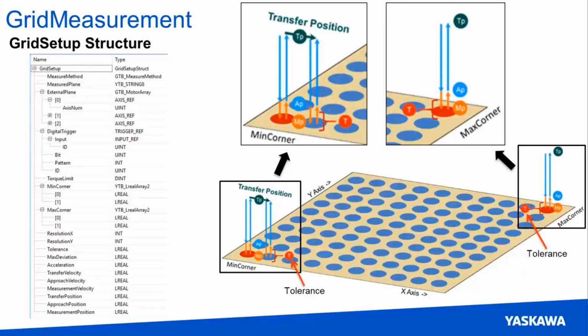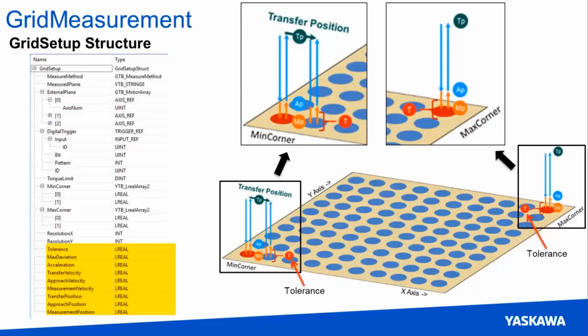So the final stuff of grid setup is what we can refer to the images that I've enlarged on my slide here. We'll start with the position values. We have transfer position, approach position, and measurement position. If you're using analog, you'll only be at the transfer position. For digital and torque, you will be setting the approach and measurement positions.